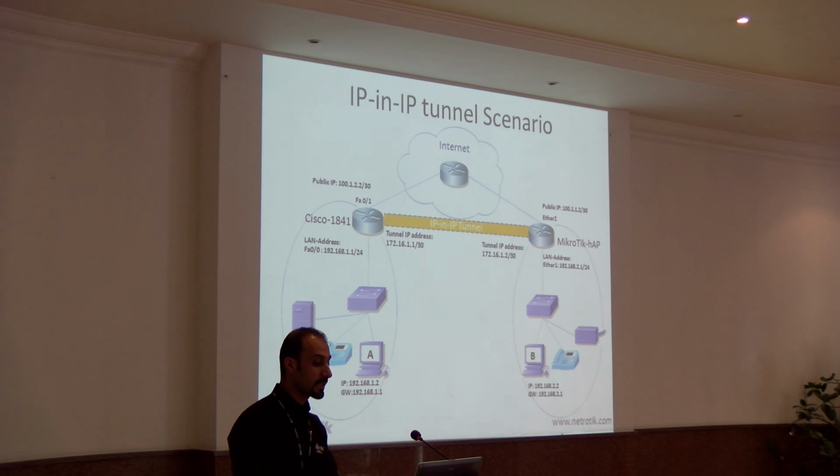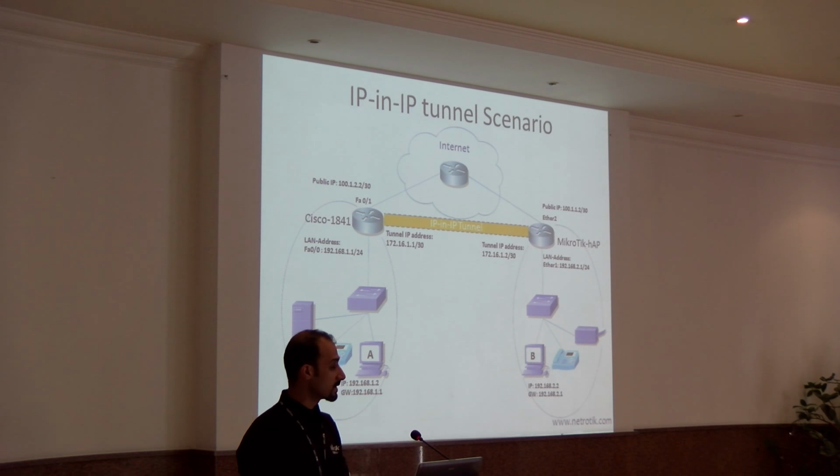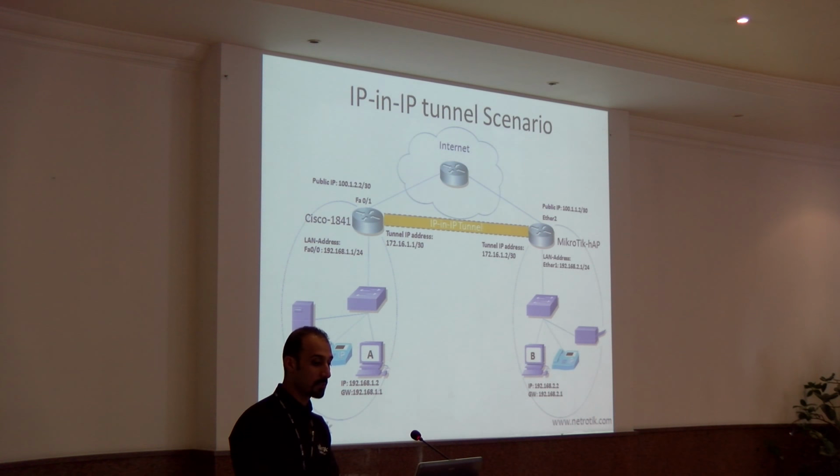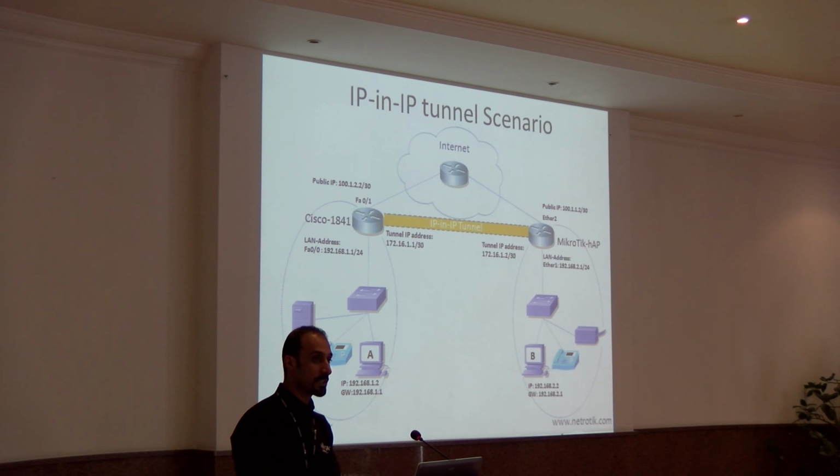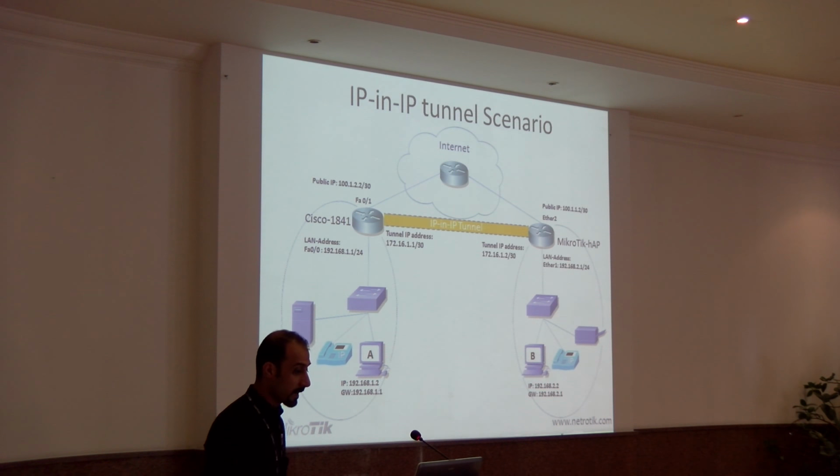Let's start the IP in IP scenario between a Cisco 1841 router and a MikroTik RouterOS. In this scenario, we have, for example, two public static IP addresses for these two routers to connect to the internet, to the public network, and then we have two LAN networks with the ranges that you can see in my slide.